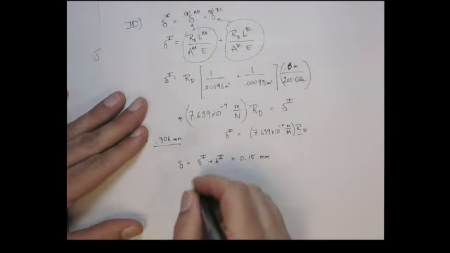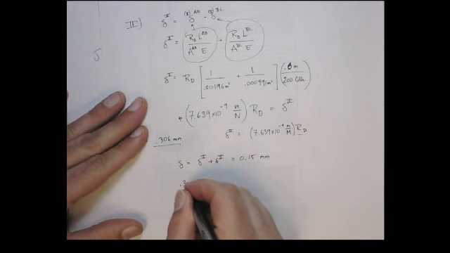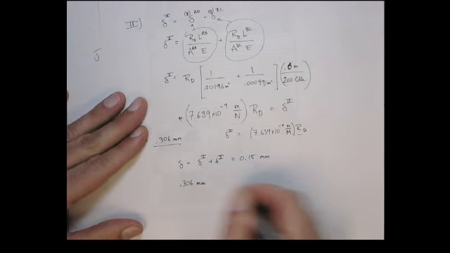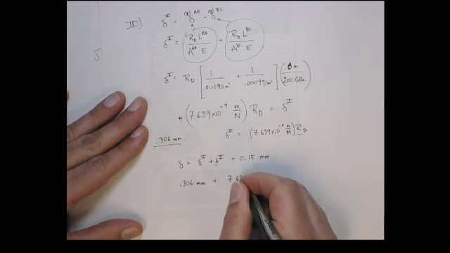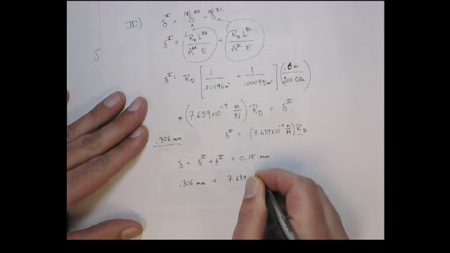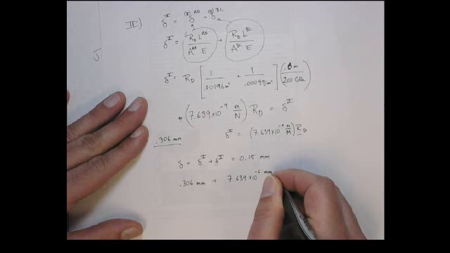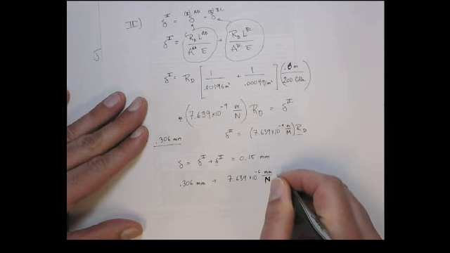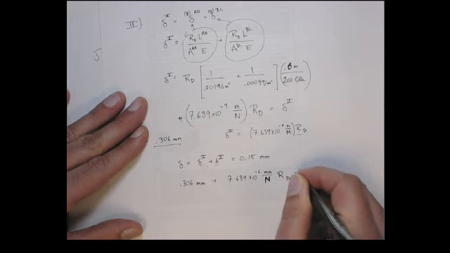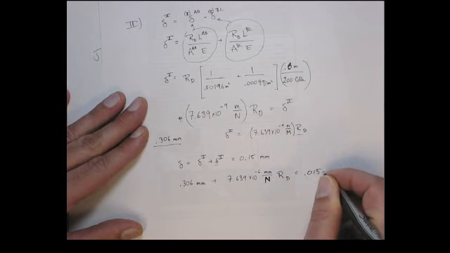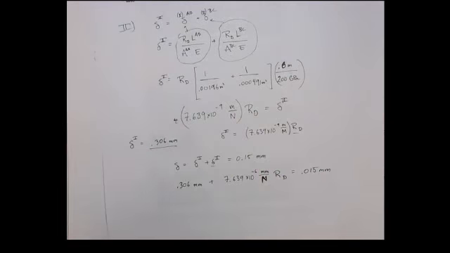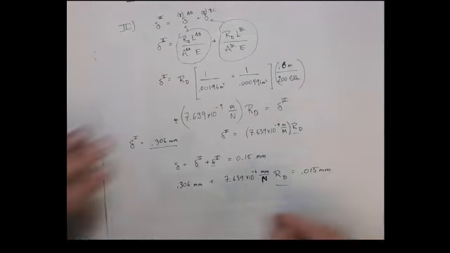So I can rewrite this. This is 0.306 millimeters plus this term, which is here. Let's convert this to millimeters. So this becomes 7.639 times 10 to the minus 6 millimeters over newton, times RD has to equal 0.15 millimeters. And now we can solve for RD, right?